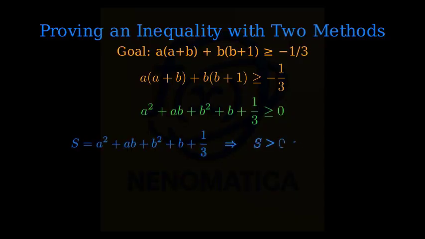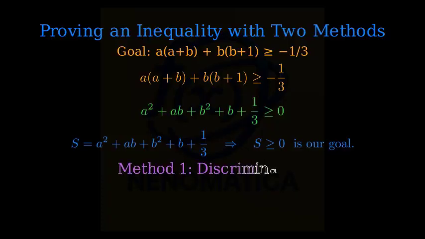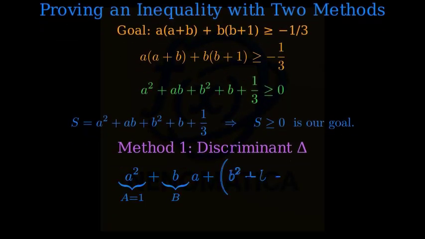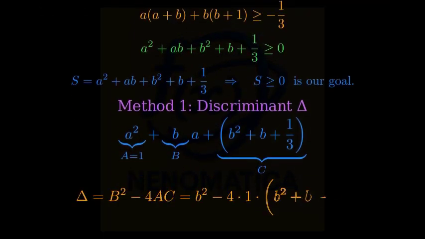We will call this entire expression S. Our goal is to show S is always non-negative. Method 1. Use the discriminant. Treat S as a quadratic in a. Here the coefficient of a squared is 1, the coefficient of a is b, and the constant term is b squared plus b plus 1/3. The discriminant is b squared minus 4ac. Now simplify the discriminant step by step.